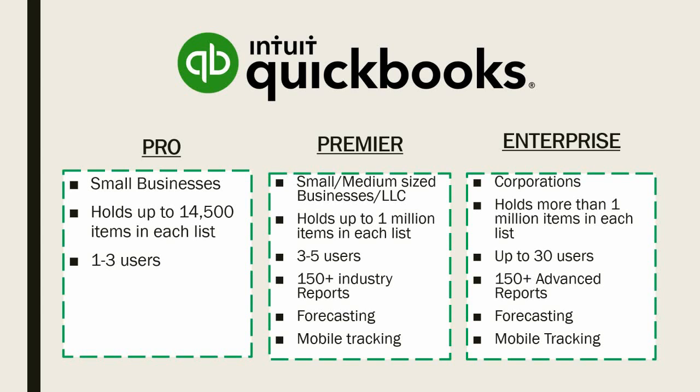So think about it. If Walmart were to use QuickBooks for any reason, that means you've got the CEO, the financing management, the profit management, every single person able to be tapped onto one program at one time, okay? Again, they do have 150 plus advanced industry reports. They also offer forecasting and mobile tracking. So these are a little more advanced because, again, you pay a little more for it. And yes, we are focused primarily on the Premier.